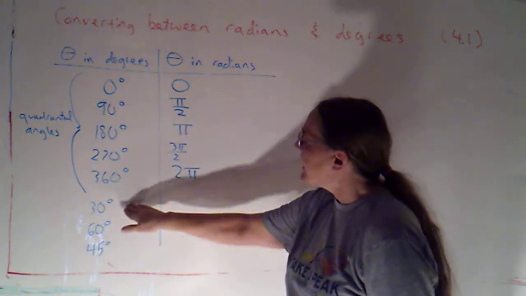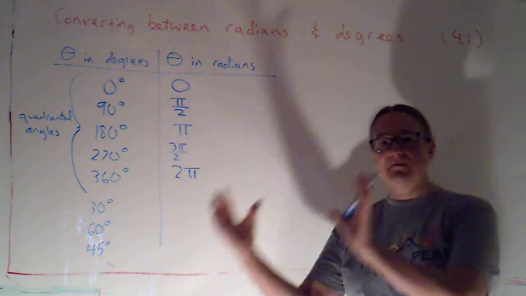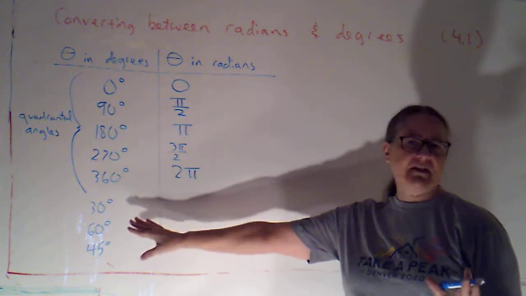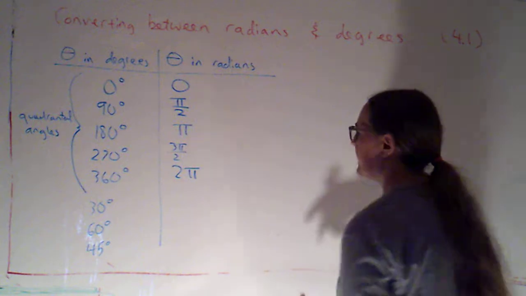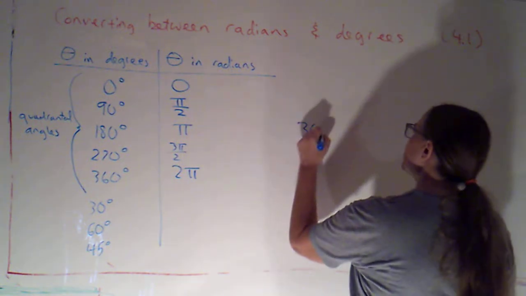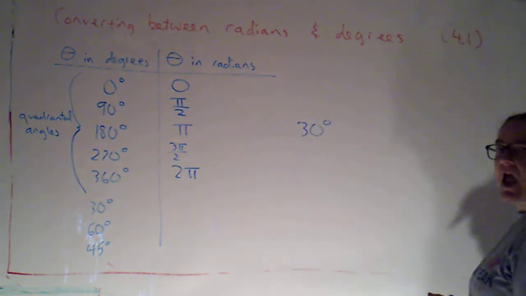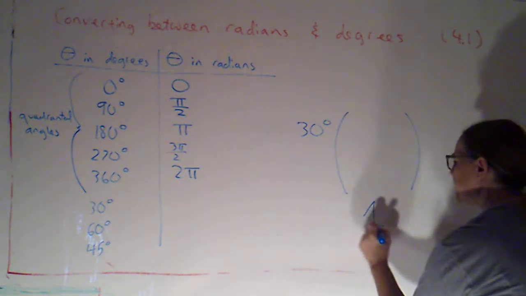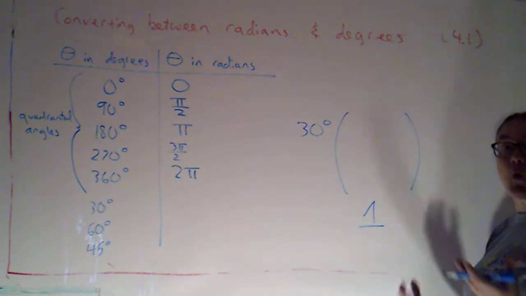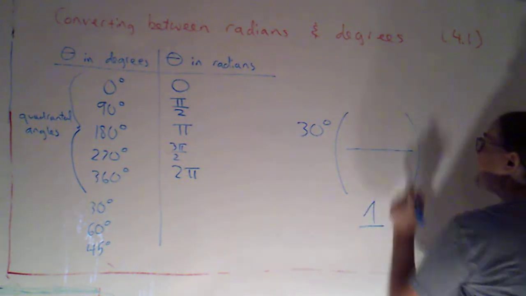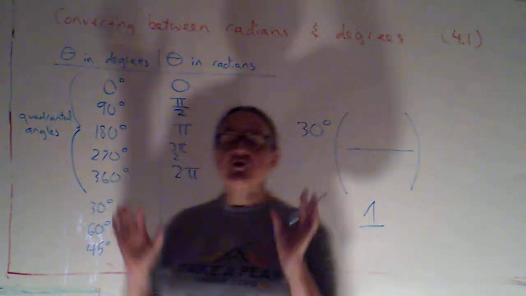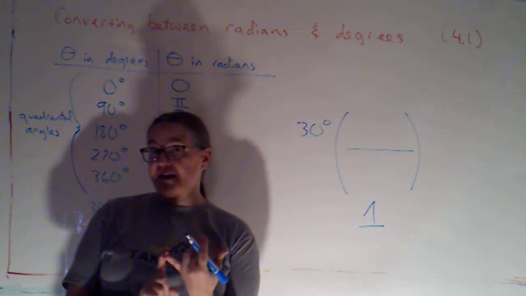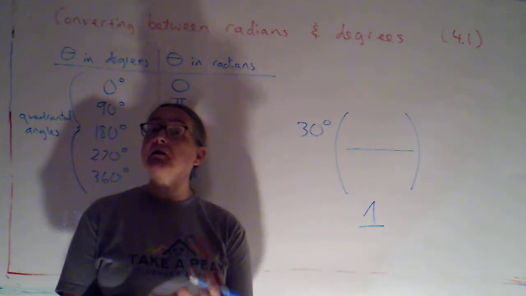Okay, but I'm going to show you a way of converting from degrees to radians that works even if you don't have a nice fraction like that. Okay, so if I have 30 degrees, what I'm going to do is convert that to radians by multiplying by a fancy form of 1. Now, the beautiful thing about 1 is you can multiply by any form of 1. It does not change the value of things, but it can change the way it looks.